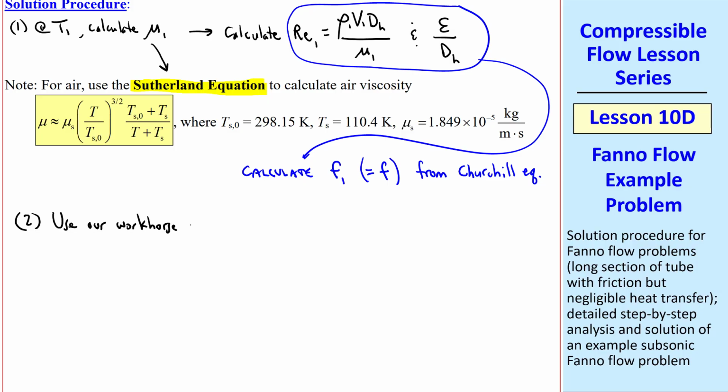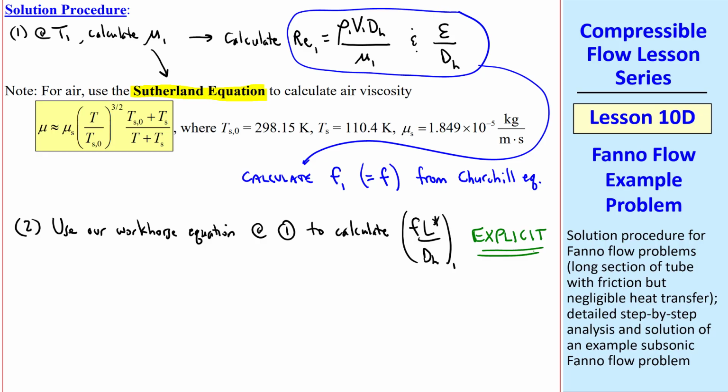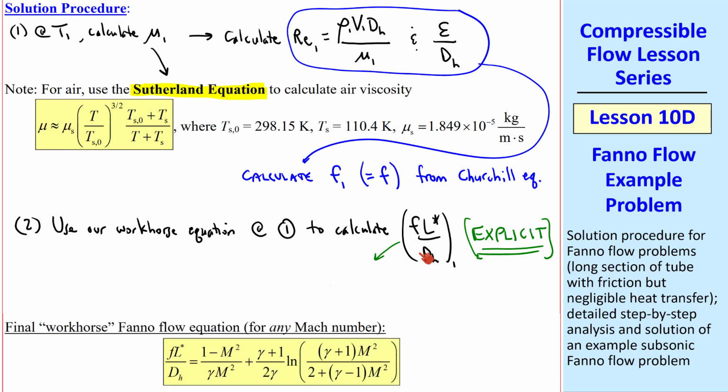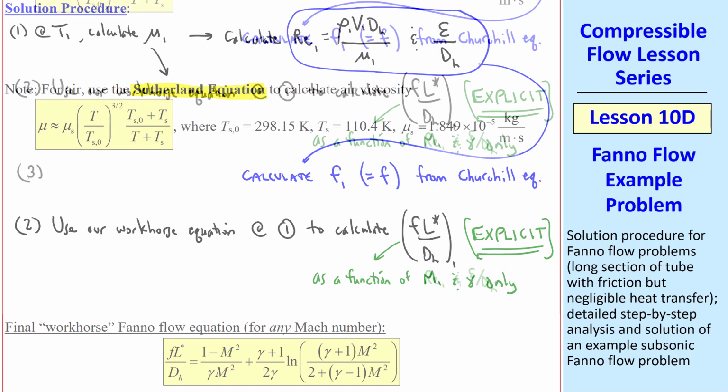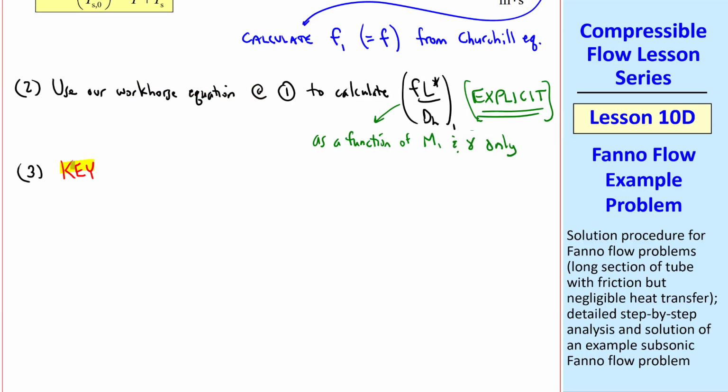Step 2, we'll use our workhorse equation at state 1 to calculate F L star over D_H at 1, where I put the subscript here instead of having L star 1. In other words, we're evaluating this grouping of properties at state 1. And I'll mention that this is an explicit calculation. It's explicit because our workhorse equation gives this value as a function of M1 and gamma only.